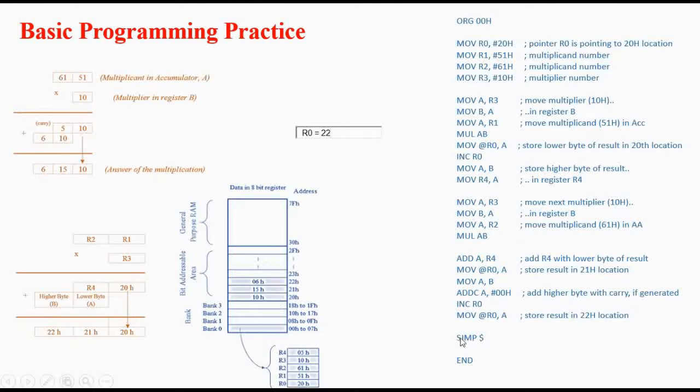Now as for jump dollar, it means that the program counter will jump over here again and again. It will not cross the limit beyond this instruction. This is how the multiplication happens inside the microcontroller.